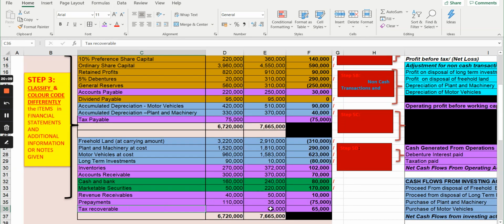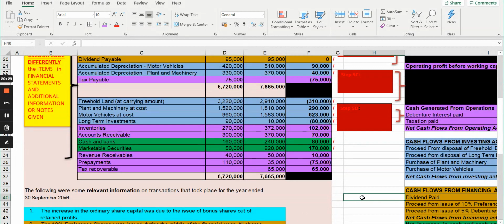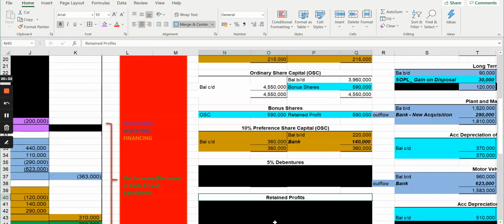And there's another one, tax recoverable. That one should be put on the credit side as the balance carried down. This one is put at the credit side as the balance brought down, because this one is an asset, right? So you're going to put this as the closing balance. This is the opening balance. And then the tax paid should be put on the debit side of your account.